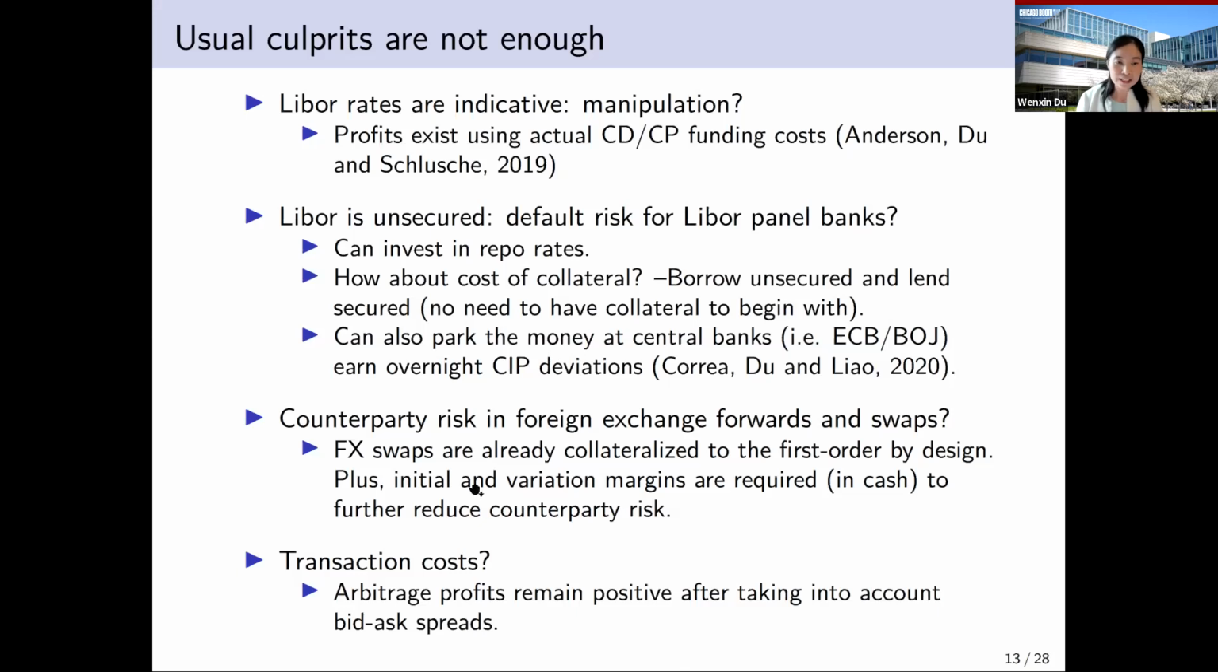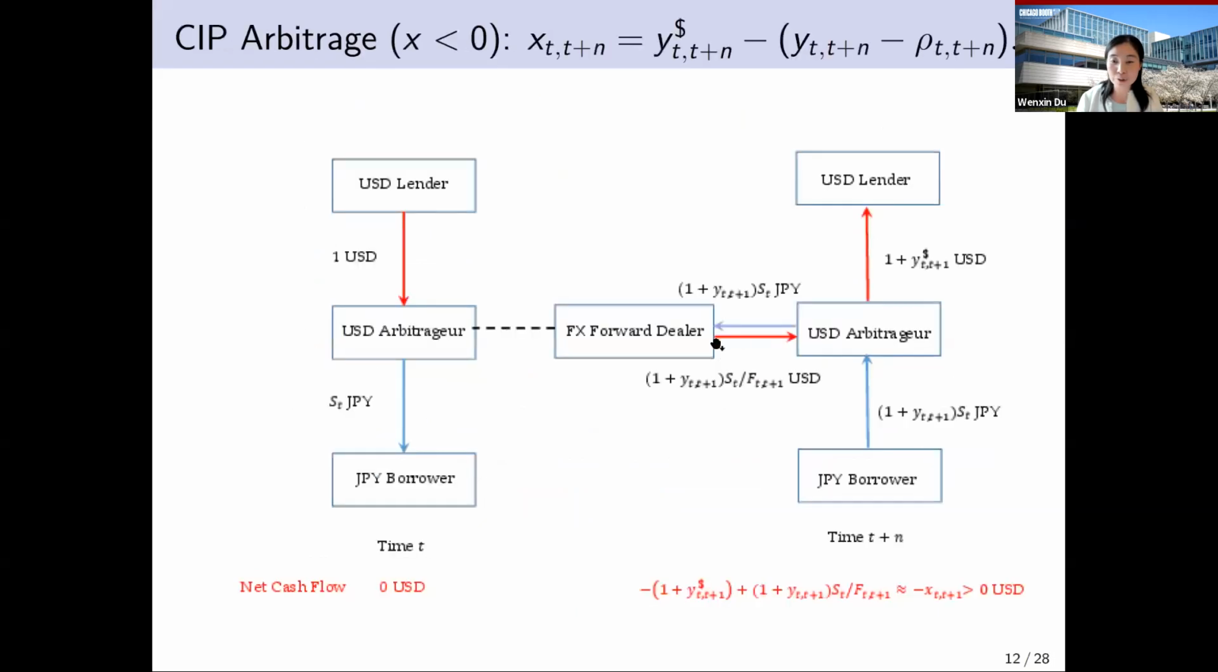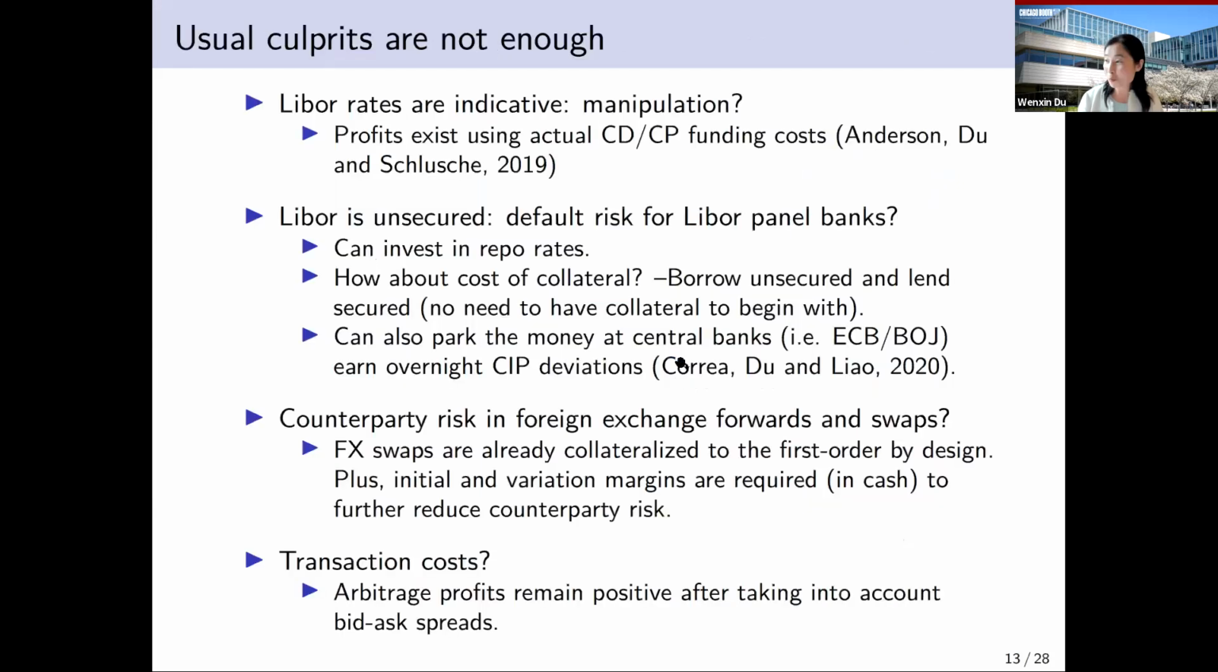And the third critique is how about counterparty risk? We saw that this cash flow is important. I need to get back money from the dealer in order to make this arbitrage profitable. How about if the dealer defaults on us? Do not worry, because the FX swaps are already collateralized to the first order to begin with. Remember, I get dollars today as a borrower, but I post foreign currency as collateral in that sense.